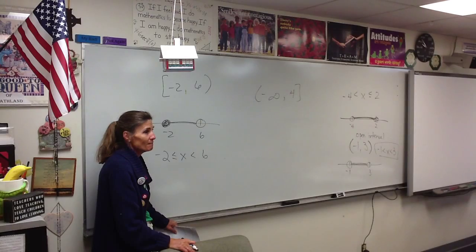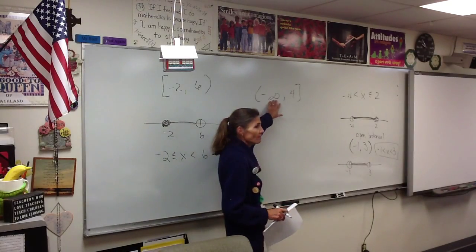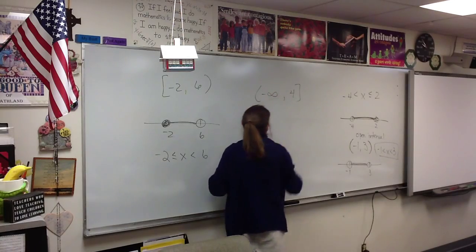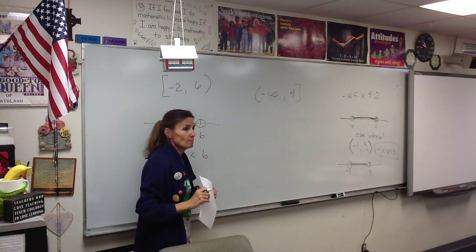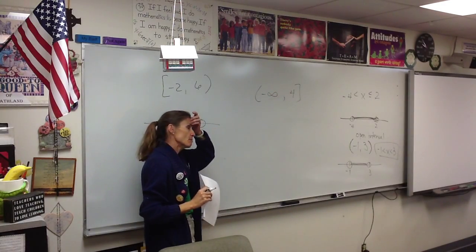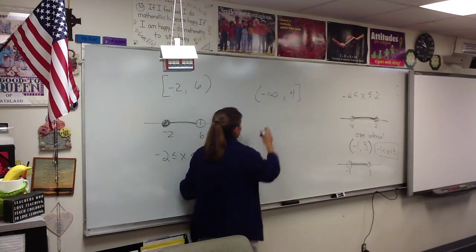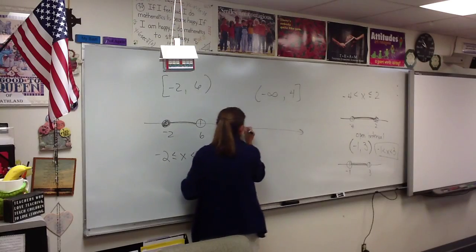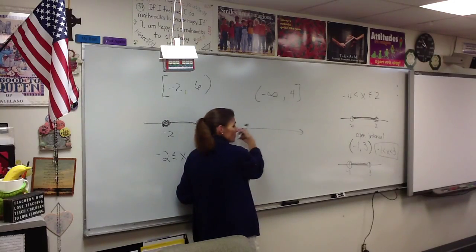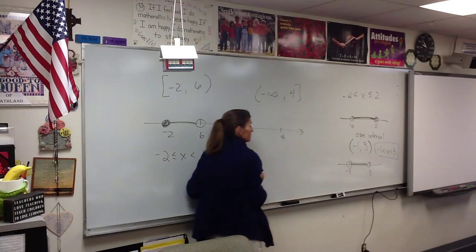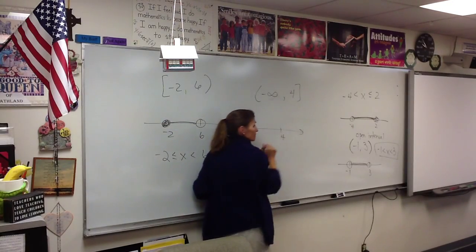Somebody else. Anybody got an idea? Have you seen this symbol before? I don't draw it very well. It's supposed to be exactly sideways like that. What is that symbol? Infinity. That's the symbol for infinity. So we are looking at all the way to negative infinity, which would be clear out here, right? And then here's 4.